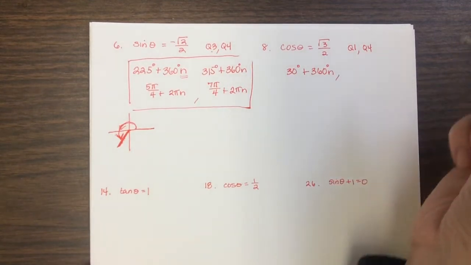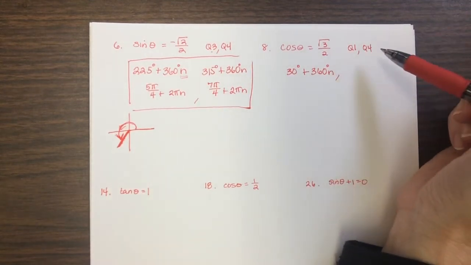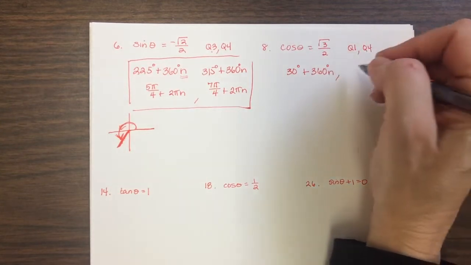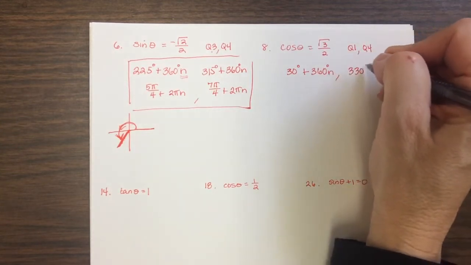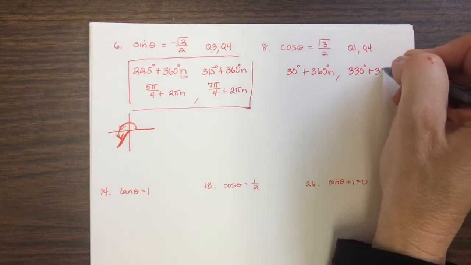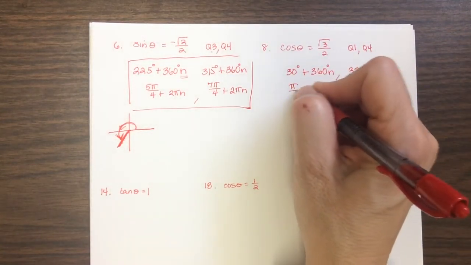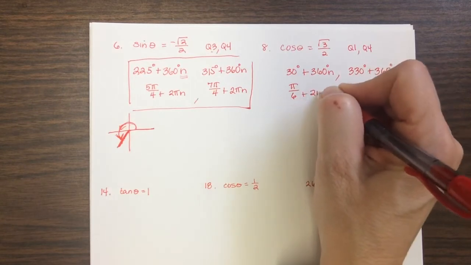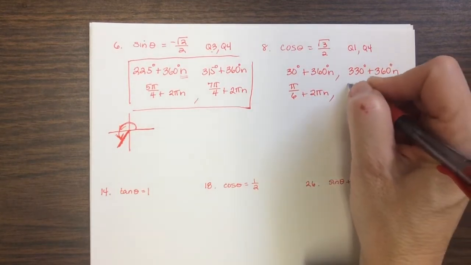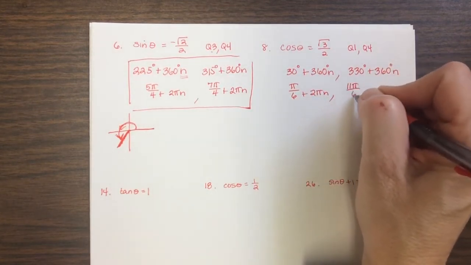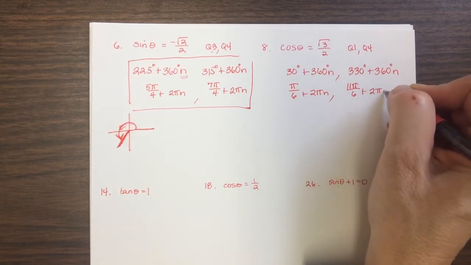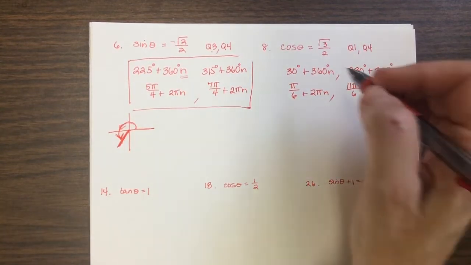Alright, in quadrant 4, my angle is going to be 360 minus 30, or 330 degrees, plus 360 n. Alright, and we know this is pi over 6 plus 2 pi n. This is 11 pi over 6 plus 2 pi n. Alright, so that's written in radians.